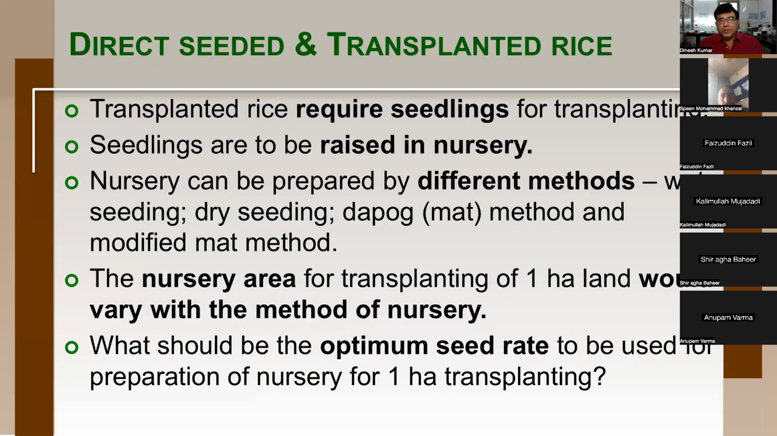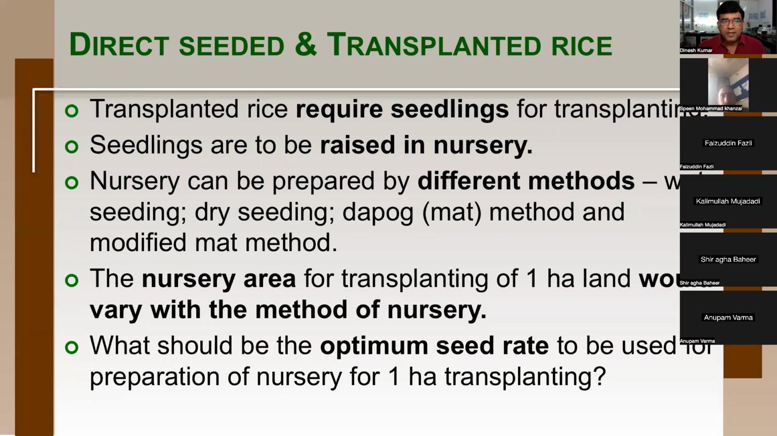So friends, you know how rice is grown. Rice is grown by two methods. One is by direct seeding, other is by transplanted method. So definitely you need some seedlings when you go for transplanting of rice crop. And these seedlings are to be raised in the nursery. You can see on the screen. And nursery can be prepared by different methods. There are a number of methods by which rice nursery is prepared across the world.